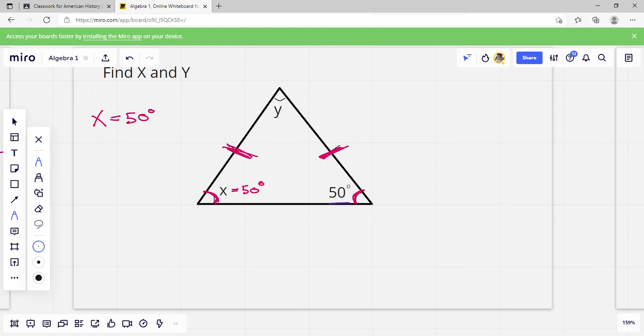Now, we know that they have to equal 180 together. So if we have 50 and 50, that would be 100, and 180 is what we have to have. So if we subtract, we figure out that y equals 80. So 80 plus 50 plus 50. 50 and 50 is 100, plus 80 more is 180.